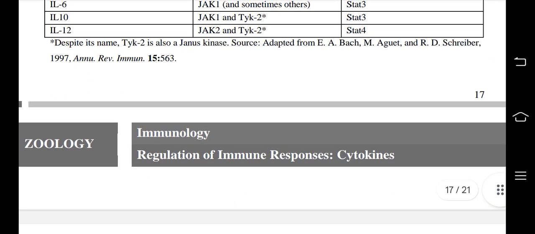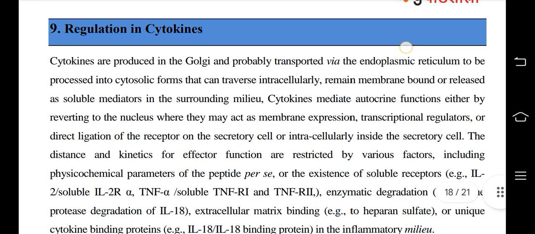That's kind of dangerous. Regulation of cytokines. Cytokines are produced in the Golgi and probably transported via the endoplasmic reticulum to be processed into cytosolic forms and can traverse intracellularly, remain membrane bound, or be released as soluble mediators in the surrounding milieu. So cytokines mediate autocrine functions either by reverting to the nucleus, where they may act as transcriptional regulators, or by direct ligation of the receptor on the secretory cell or intracellularly inside the secretory cell.